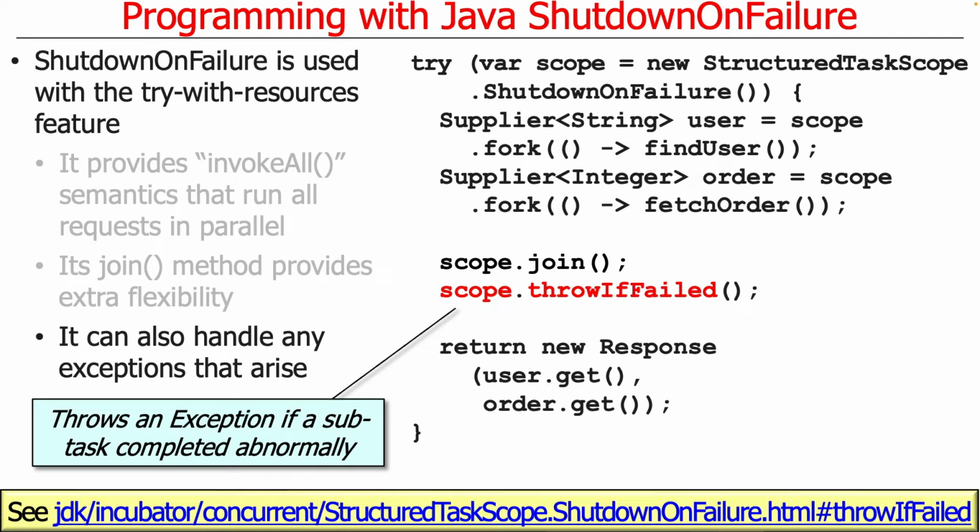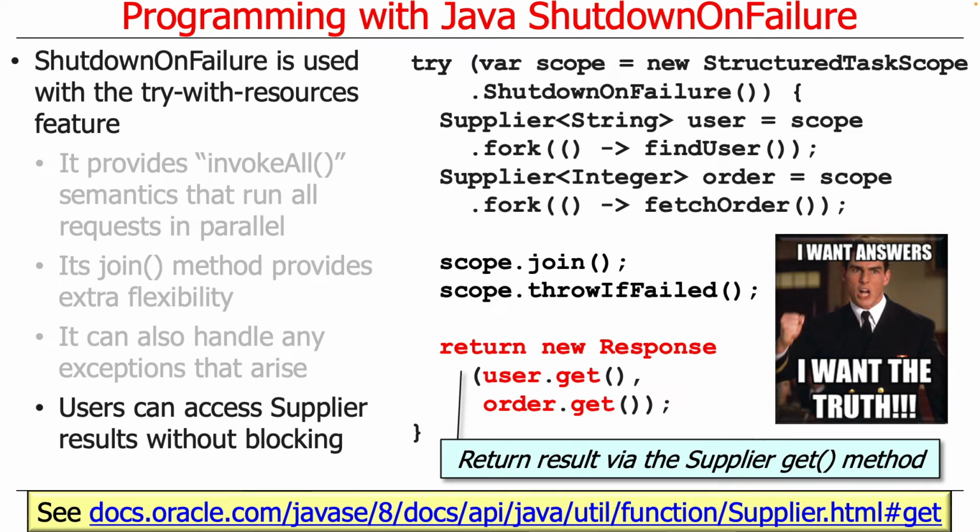Now, we oftentimes will concatenate these things together. You will often see scope.join().throwIfFailed(). I didn't do it that way because I wanted to talk about each one at a time, but that's something you'll see a lot in my code. The final thing we do here is we take the results that came back from these concurrently running subtasks, find user and fetch order, and we get the result.